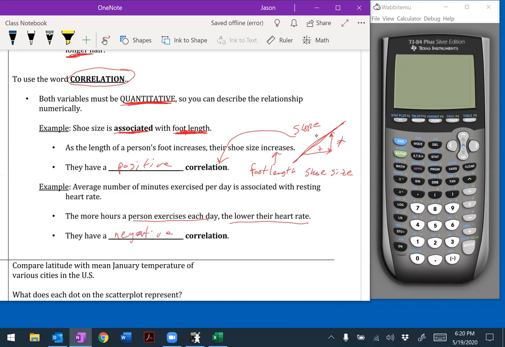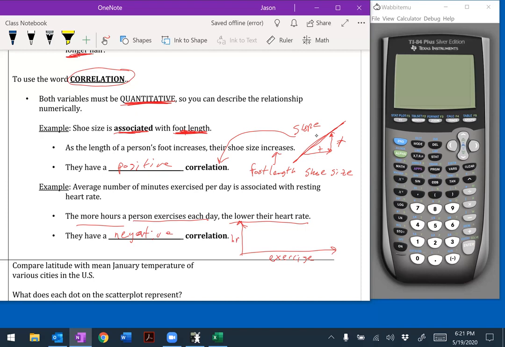Now, why is that a negative? Because the more a person exercises, the lower their heart rate. So this will be exercise, and this is going to be heart rate, right? So exercise versus heart rate.